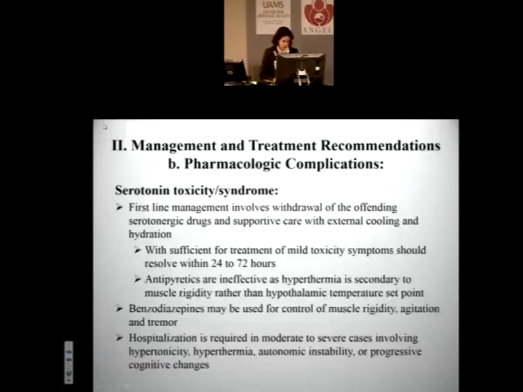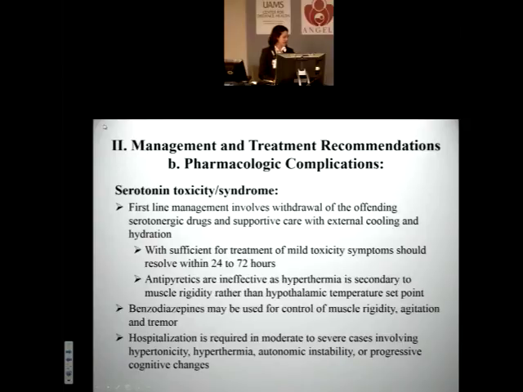Serotonin toxicity and syndrome. First-line management, of course, is withdrawing the offending agent and supportive care with external cooling and hydration. The first-line management is usually sufficient for the treatment of mild toxicity, which usually resolves within 24 to 72 hours. If you work with the traumatic brain injury population enough, you will get the call that this patient is having increased spasticity, and using antipyretics such as acetaminophen or nonsteroidal anti-inflammatories has not been successful in decreasing their fevers.